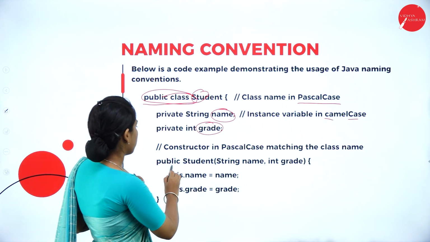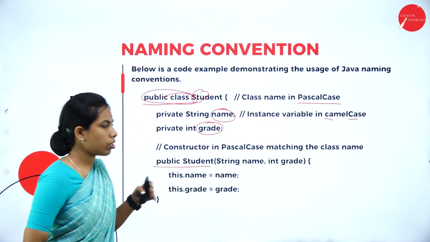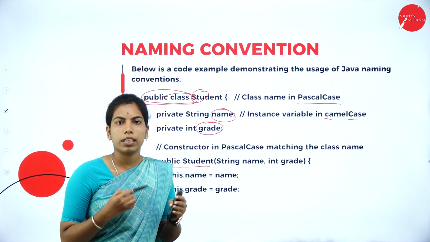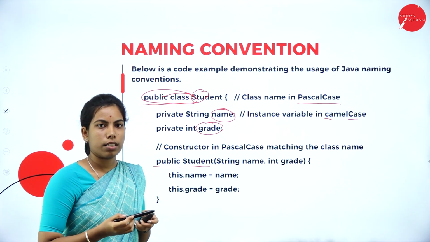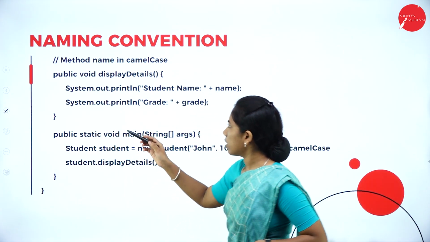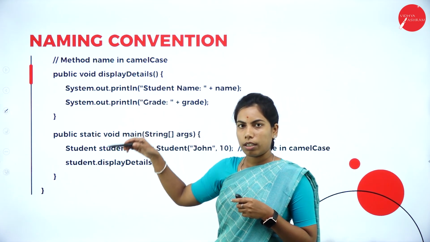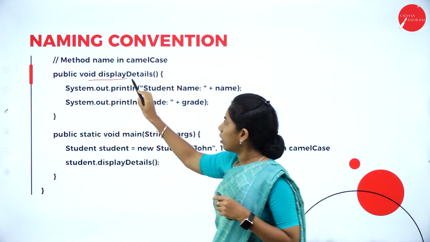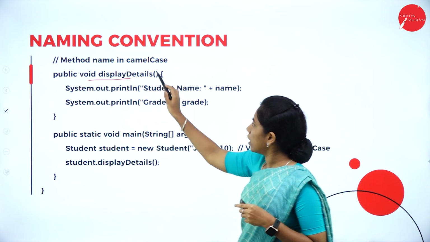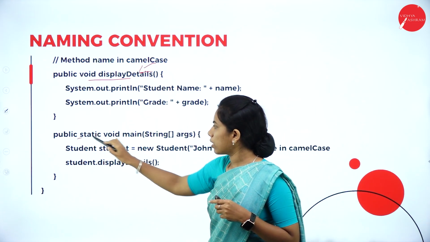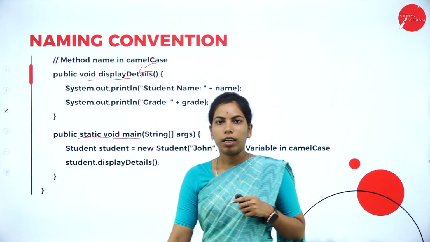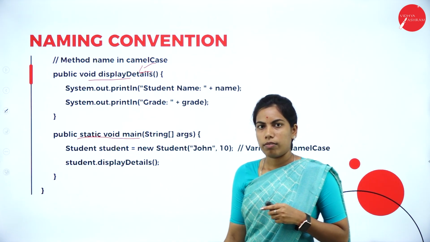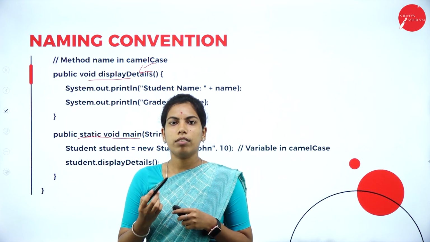And also the constructor, like public Student, these are all the name, a method name. So method names always start with a small case itself. And also here you can see, continuing the previous program, public void displayDetails, and it is in camel case, and also public static void main. This is the method name. So that's why all are started with a small case itself. This is how you have to give a naming convention.